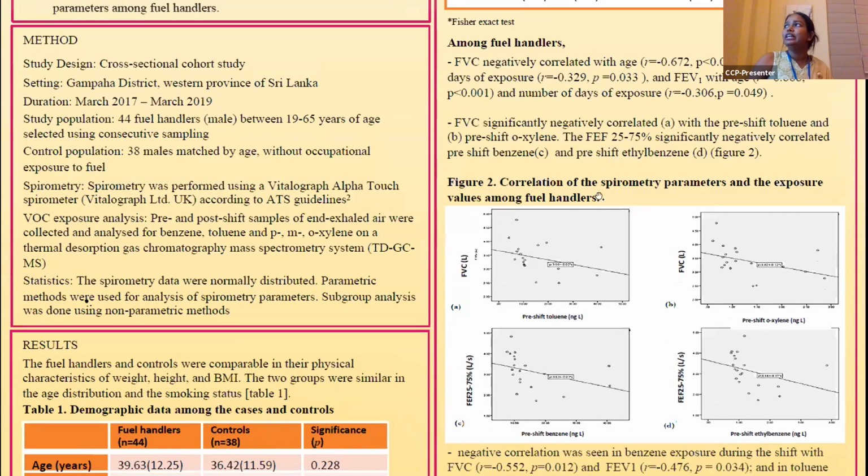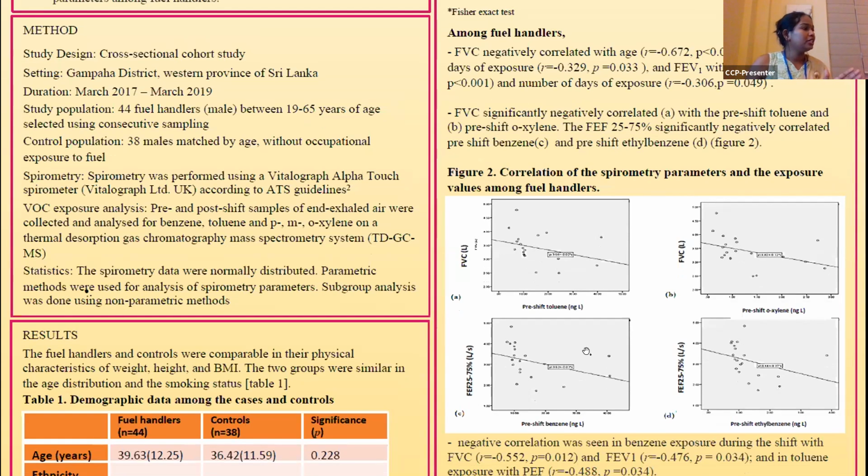In our research, we show in figure 2 that there is a negative correlation of various volatile organic compounds with different spirometric parameters. For example, toluene causes a reduction in FVC, and xylene also causes a reduction in FVC, while benzene and ethylbenzene cause a reduction in the FEF 25 to 75. There was also a correlation of the duration of exposure with the drop in lung functions in these patients.